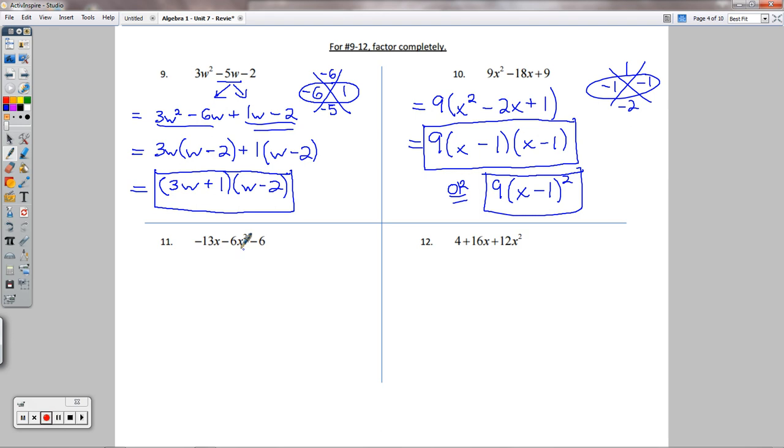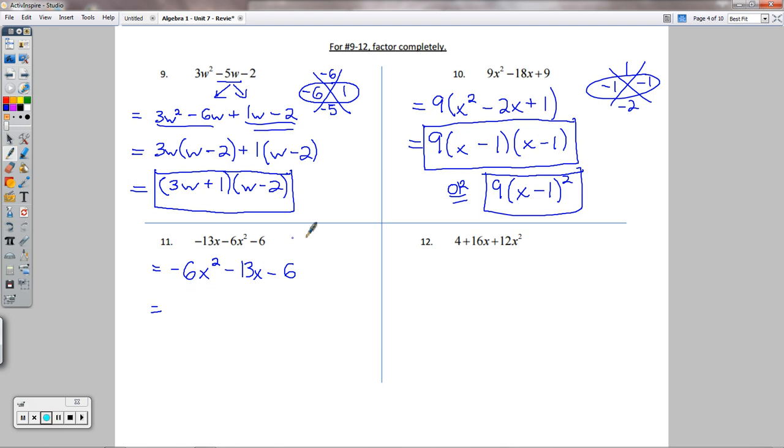For number 11, we have to have the x squared part first. So we got to write this in standard form, descending order of the powers. Negative 6x squared minus 13x minus 6. And then I always want you to keep your x squared part positive. So we're going to factor out that negative.